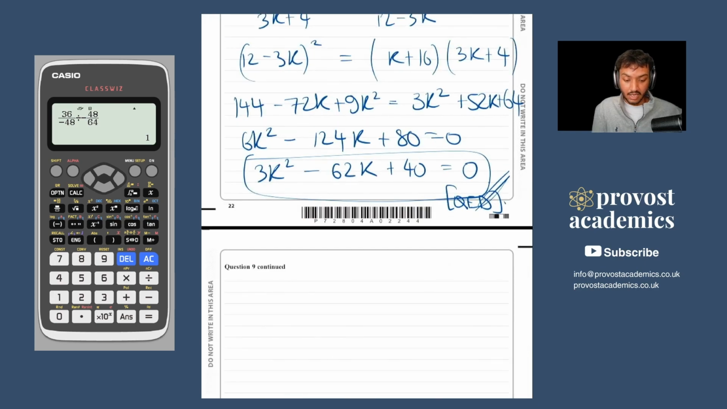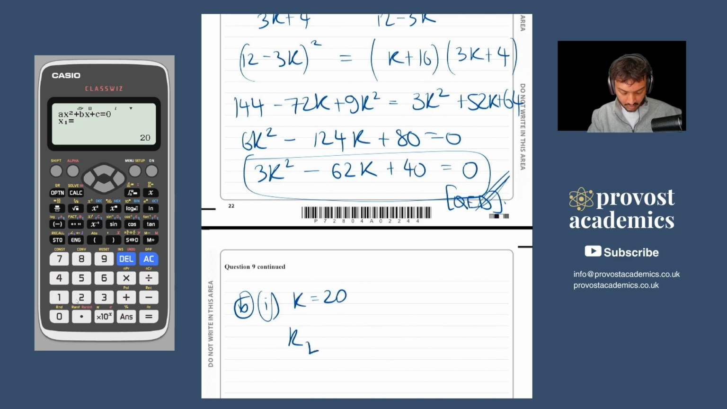Firstly we can plug it into our calculator, so we are looking for 3, minus 62, and 40. The first value of k that we get is k equals 20, and the other value, k2, should be 2 over 3. Now the key thing in the question was that the series converges. If a series converges, that means your ratio is between minus 1 and 1. So our plan is to sub in both values of k, get two different sequences, find the two corresponding ratio values, and whichever is between that range is our ultimate answer.